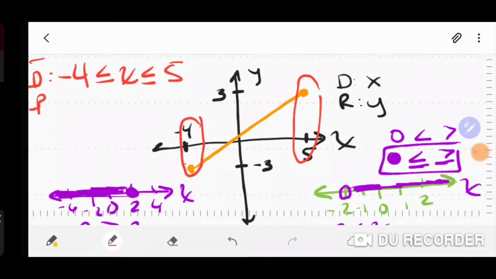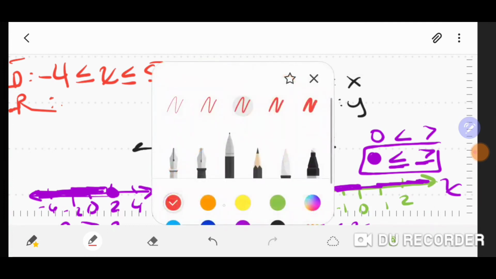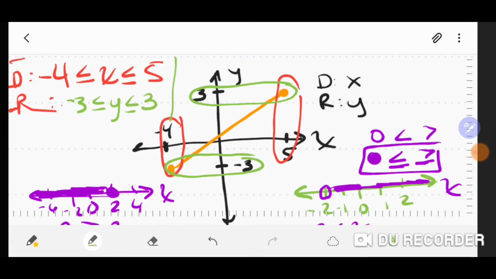Then I must find the range. My range is all possible y values. My lowest y value is -3. My highest y value is 3. So again, I want my lowest, -3, which is less than or equal to y, which is less than or equal to 3. So that is my domain and range for this example.